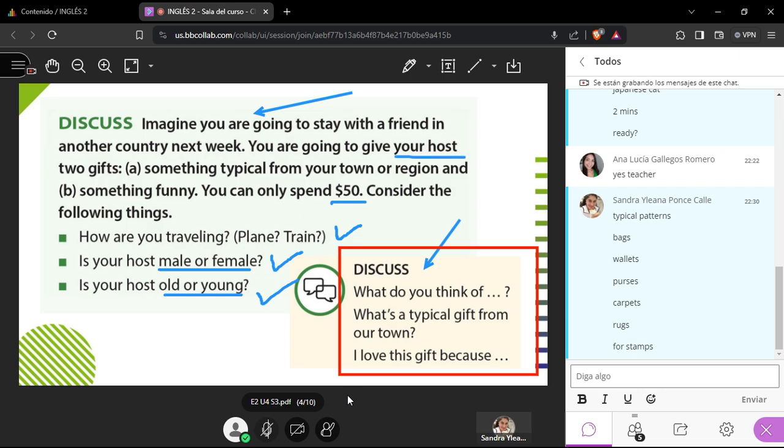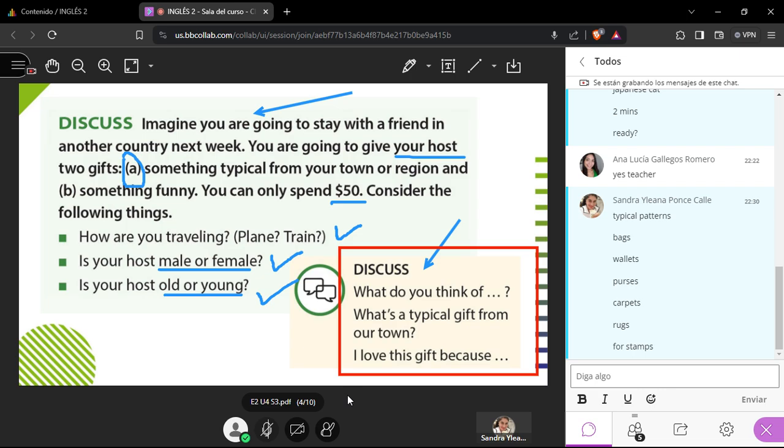Your host, you know what is the meaning of host. Host is the person that is going to receive you there in the country where you are traveling. Host is the person who is going to take you home, etc. All right? So remember, host. You're going to give your host two gifts. Two gifts.